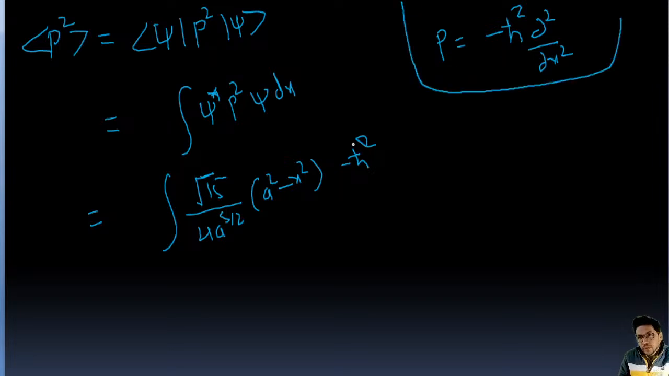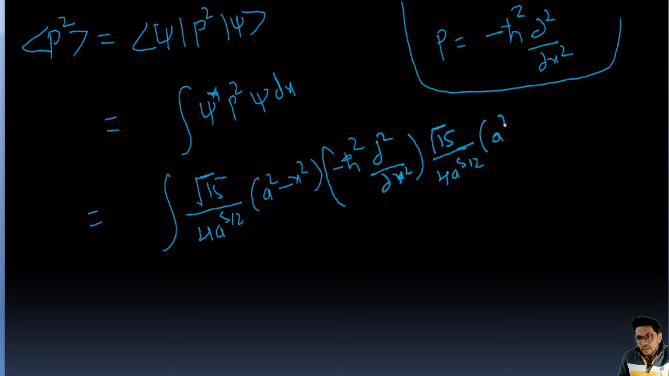Here, h cut square, and this is del square upon del x square, and this one we'll put the value. This is again root 15 upon 4 e to the power 5 by 2, a square minus x square dx. This is the value, and the limit is minus a to a, because otherwise this value is 0.